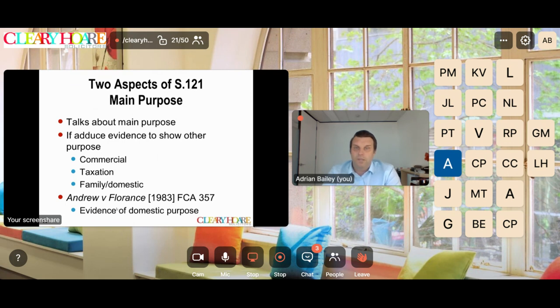which also talks about the main purpose. So in doing that, we need to produce our evidence to show our other purpose, and they might be commercial reasons, they may be tax reasons, they may also be family and domestic reasons. Now, remembering that Mr.